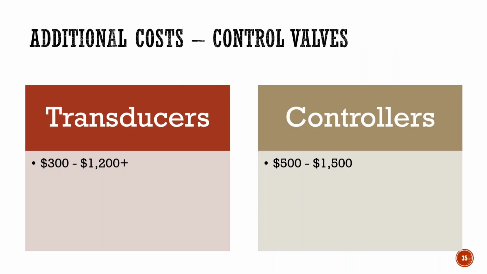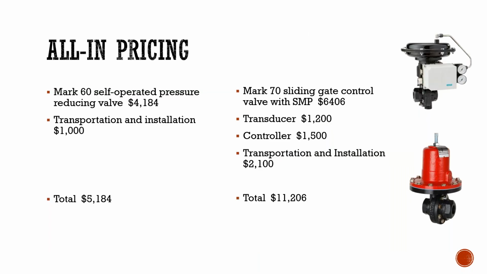Then you have to add in some other ancillaries, transducers anywhere from $300 to $1,200, controllers anywhere from $500 to $1,500. So your all-in pricing, a self-operated pressure reducing valve, a little over $4,000. Transportation and installation, you're all in for about $5,000. Control valve with a side mounted positioner, transducer, controller, transportation and installation. Total, you're a little bit more than twice the price.